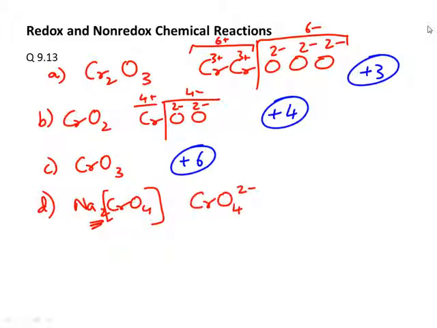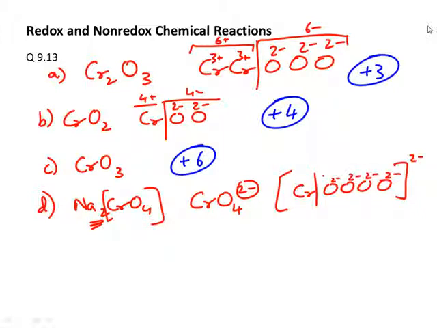Now we need to do what we did in the previous problem, realizing that there is a residual charge of 2 minus, so Cr, O, and O. Residual charge, of course, is 2 minus. Let's not forget that. Each oxide is 2 minus, 2 minus, 2 minus. That gives us 8 minus, which means that chromium in chromate has to be plus 6. In other words, the oxidation state of chromium in sodium chromate is plus 6.